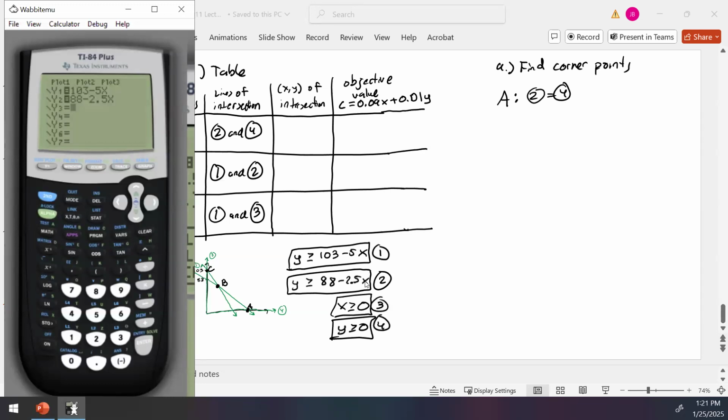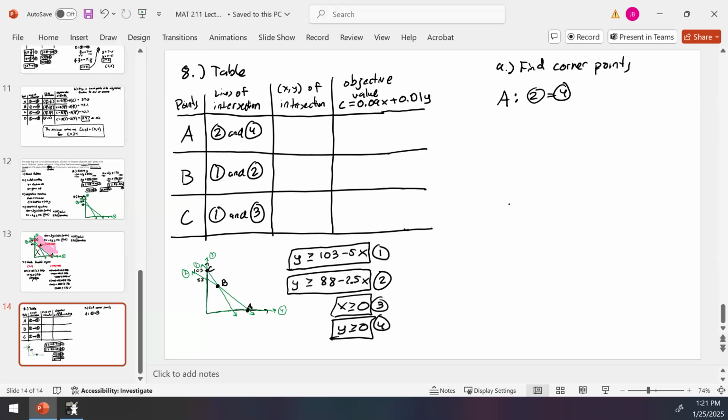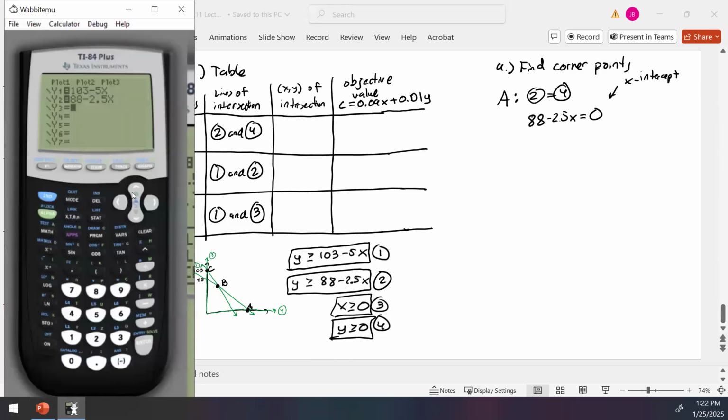So this is what I would recommend you do. For the first one, it's going to be 2 and 4. So equations 2 and 4. Equation 2 is 88 minus 2.5x equal to y, 0. So again, this really is the x-intercept. That's what you're solving for, the x-intercept. So what you could do instead is go to, we're going to get rid of equation 1 because we don't want to analyze that right now. And we're going to do graph.